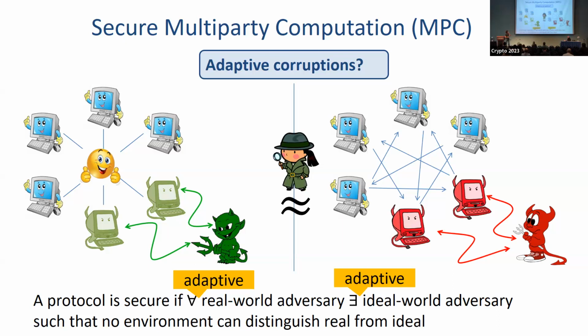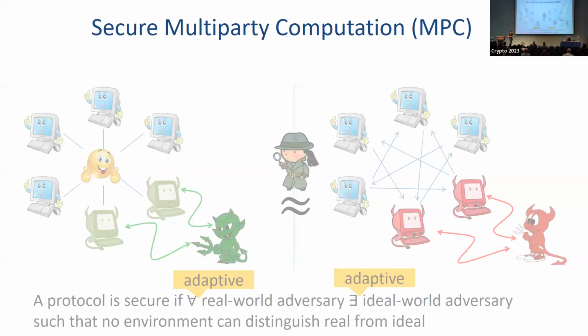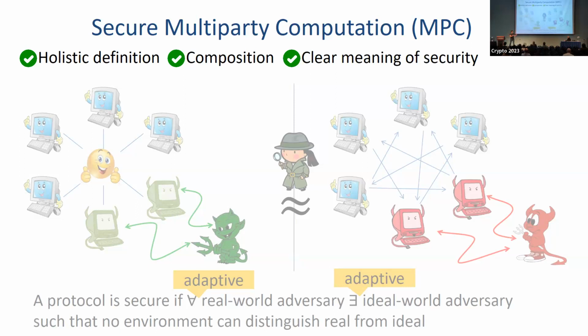Now, there are many good things about this definition, right? It's a holistic definition. It gives us all of the security requirements we want in one shot. It gives us composition. It depends on the technicalities we use in the definition, then we get different types of composition guarantees. We have a very clear notion of security that we achieve, right? Everything is captured within this ideal functionality, within the trusted party.